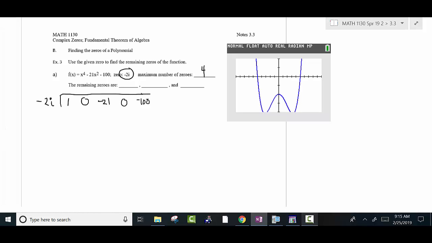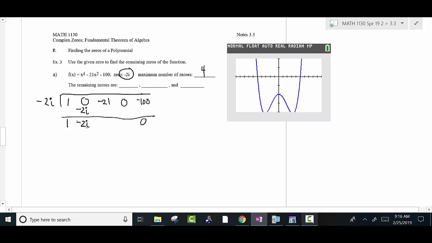So what's the remainder going to be on this problem? Hopefully 0, I hope. If not, then I've messed up on this problem. Let's go ahead and do this and see what we get. You bring down the 1. Negative 2i times 1 is negative 2i. Add the column, that's negative 2i. There's some stuff you may have to do as scratch work at the side.